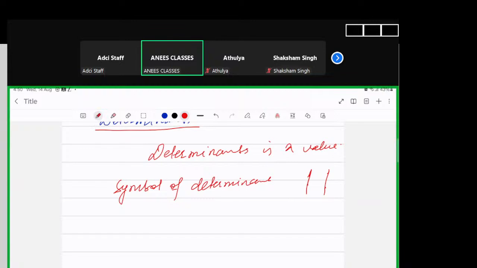That means determinant is an abbreviation or shorthand representation of long expressions. Okay. What is determinant? Determinant is an abbreviated form or shorthand technique to represent long expressions. Understood, Saksham? Yes, sir.